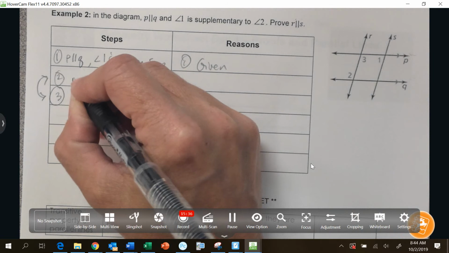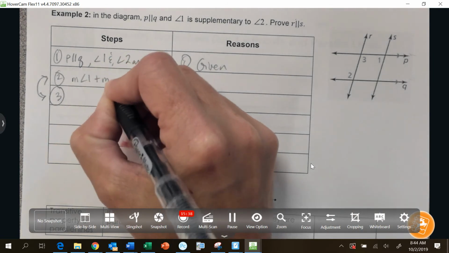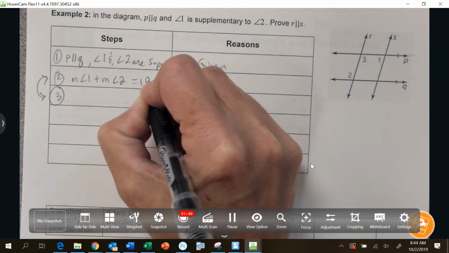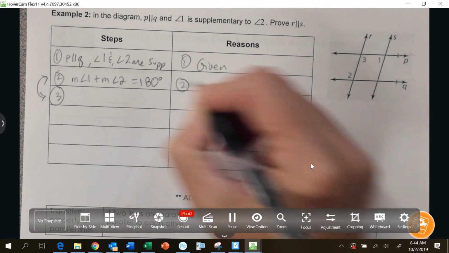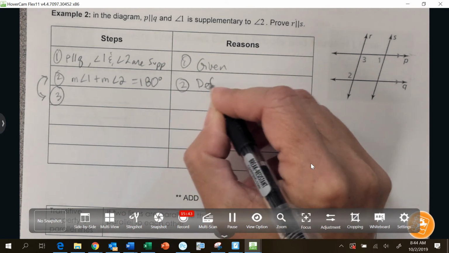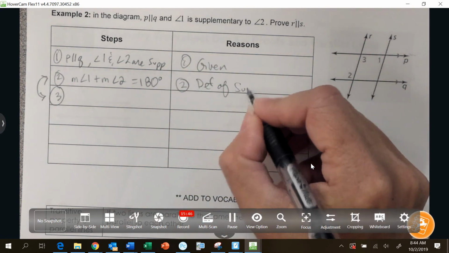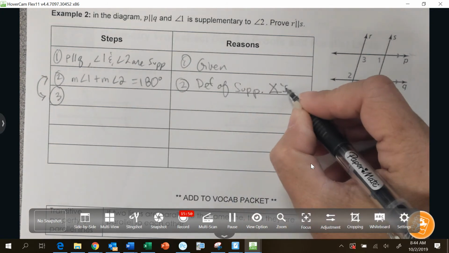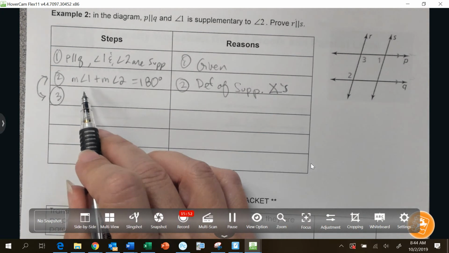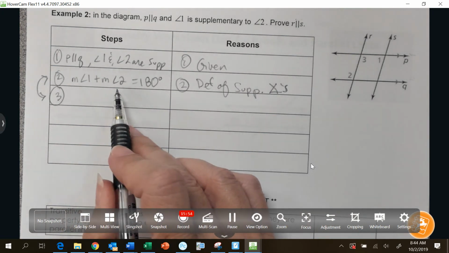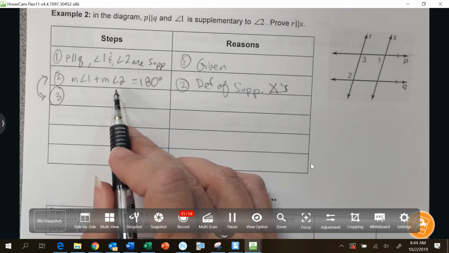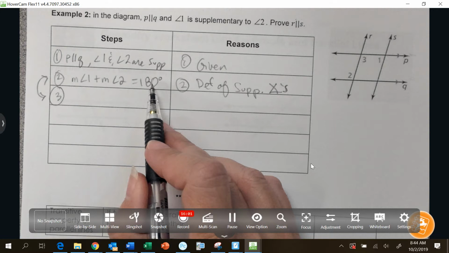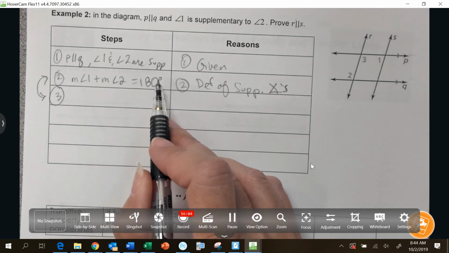So a lot of you said measure of angle 1 plus measure of angle 2 equals 180 degrees by what? Definition of supplementary angles. Just make sure that when you do write this, you're putting M in front of the angles because that says the measure. If you just put angle, then we're just talking about the picture. I'm not talking about the number. And then 180 has a degree symbol. Pet peeve of mine, put it in there.